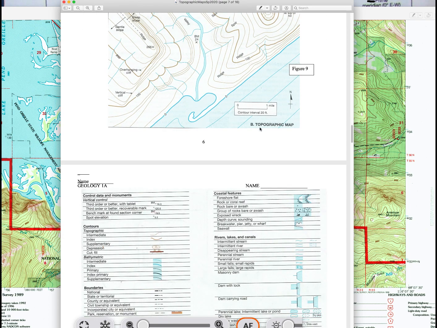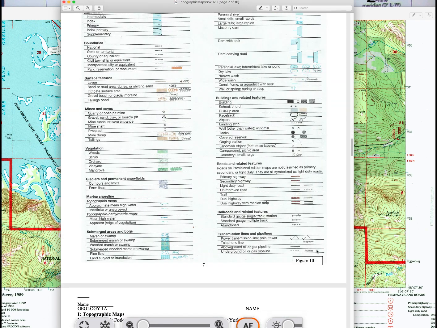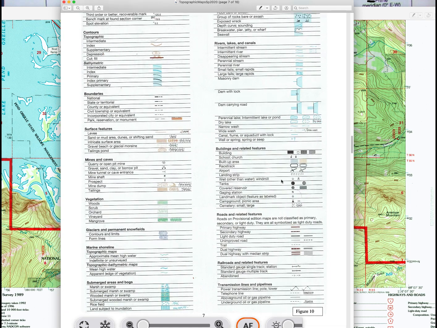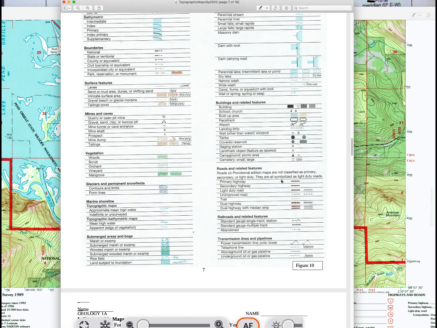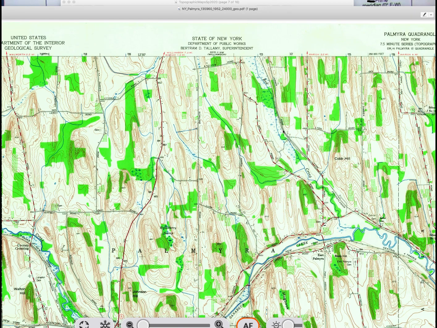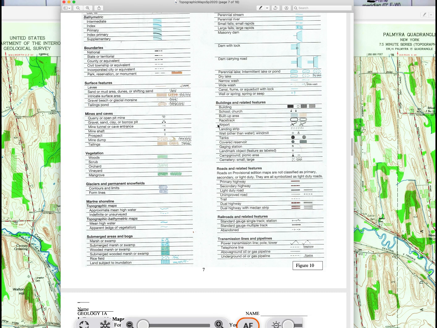And so there will be a question on gradient. I added this, I call this figure 10, but these are just different symbols that you would see on a map. For example, here we have a bunch of different swamps. In fact, our Palmera map here, which is our next map, Palmera, New York, you can see that there's a bunch of swamps in here. So again, you're going to be using this for what the symbols are on this topo, like the mine symbol.